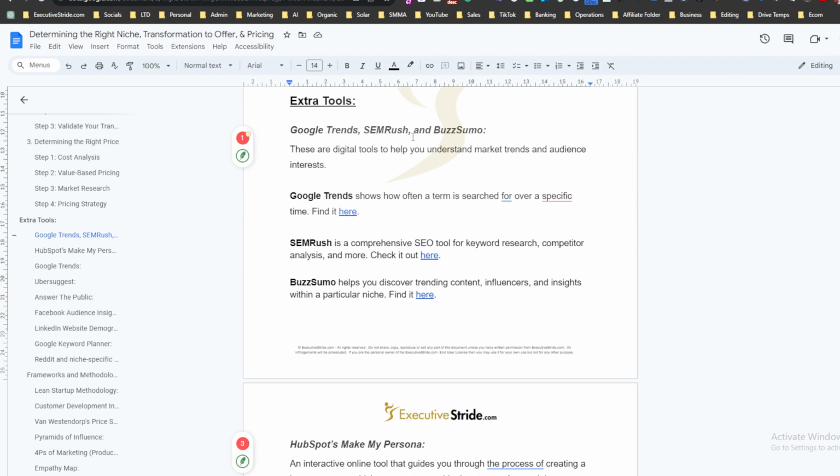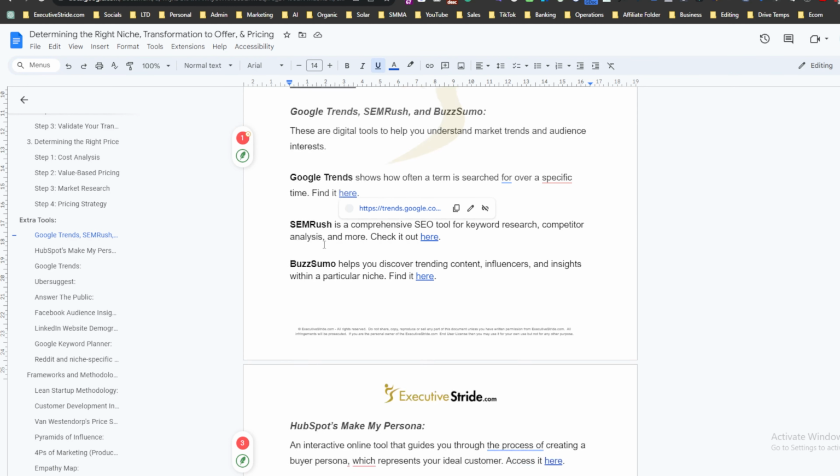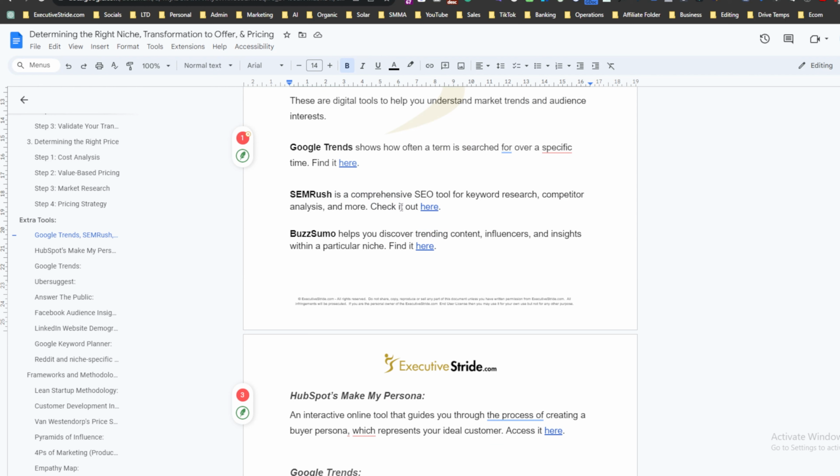Google Trends, SEM Rush, and BuzzSumo. These are digital tools to help understand market trends and audience. Google Trends shows you how often a term is searched over a specific time. Find it here. All right, we link to all of them. SEM Rush is a comprehensive SEO tool for keyword research, competitive analysis, and more. It can get pricey, but I think the basic one's like 90 bucks. You don't need these, right? This one is free. I believe it has a free version.